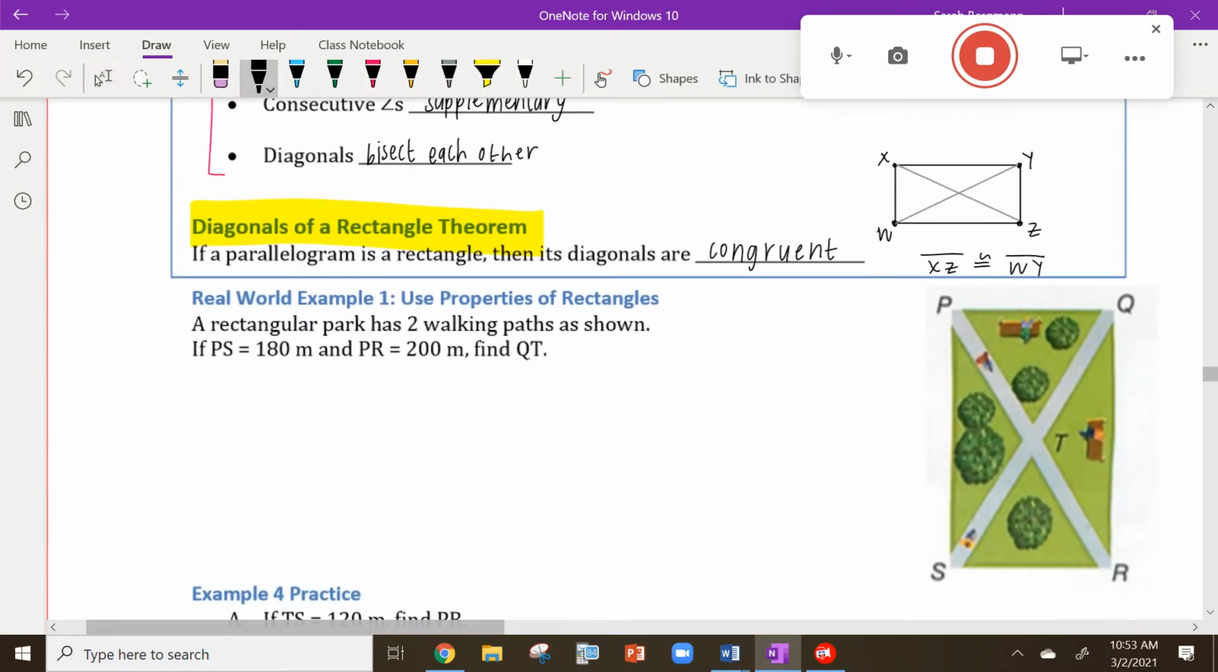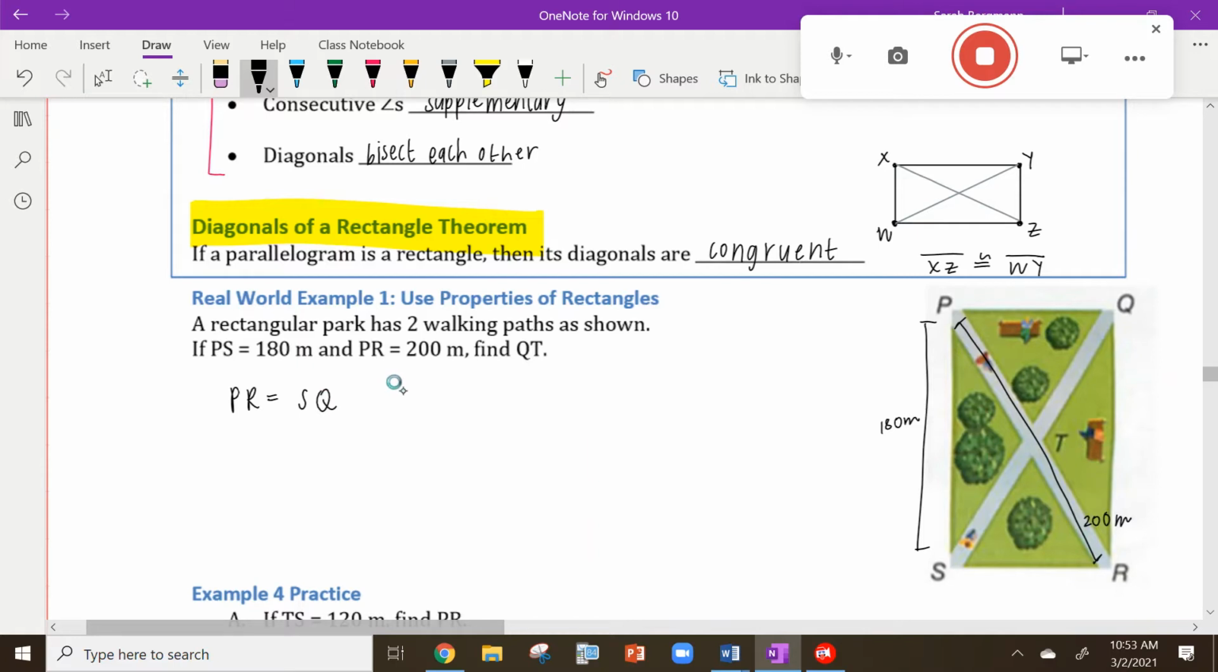It says a rectangular park has 2 walking paths as shown. If PS equals 180 meters, let's label that in our picture, and PR equals 200 meters, find QT. Now, I know that PR must be equal to SQ.